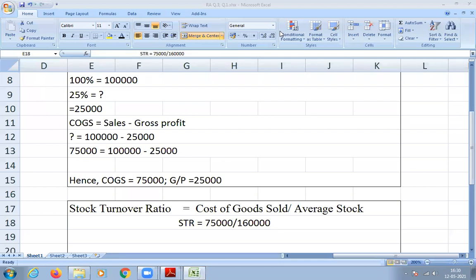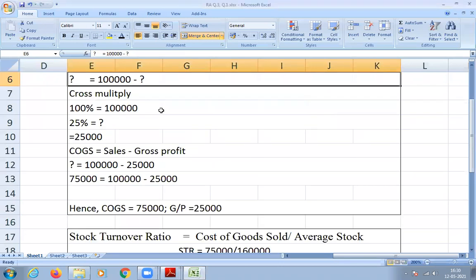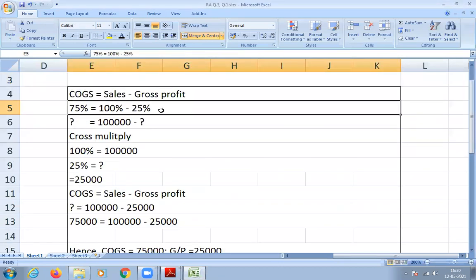0.468. Yeah, Sneha is asking how you got 75%. See, I know sales will always be 100%, and GP percentage is given in the question, 25%. So 100 minus 25. Got it, Sneha? Sales will be 100% always, you can take it as 100% directly, and GP is given 25%. So 100 minus 25, I got 75. Sneha, did you understand? Okay.